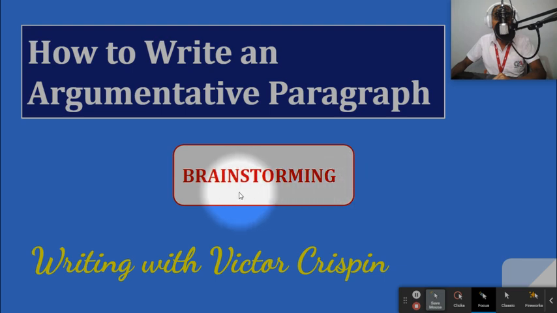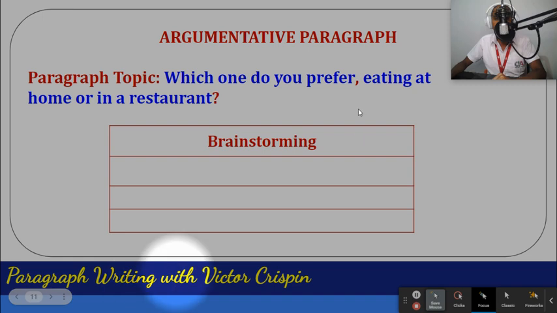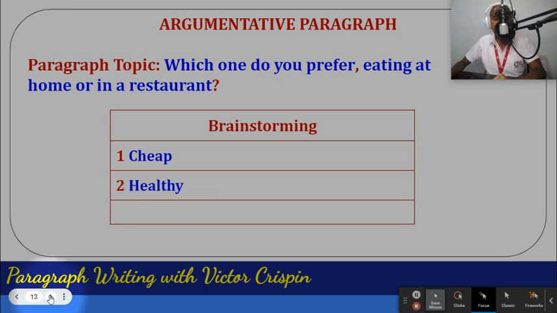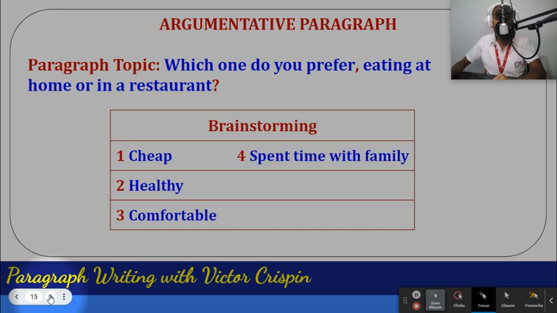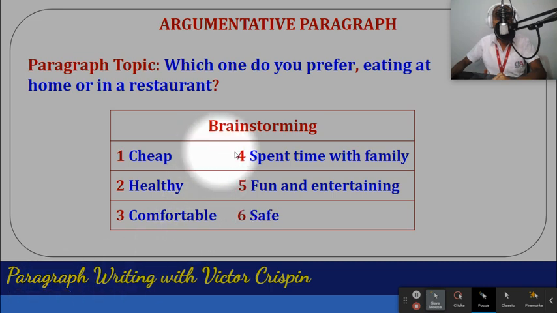We are going to start now with the first stage. Actually, I believe that is the most important, which is brainstorming. Brainstorming is basically thinking about all the ideas related to a specific topic. So in this case, here I have my brainstorming. Since I have chosen eating at home, all the ideas that I'm going to share with you are related to that particular topic. So let's see. First of all, I have cheap. The second one is healthy. The next one is comfortable. Then I have spend time with family. The next ones are fun and entertaining, and safe. Here I have six supporting ideas.